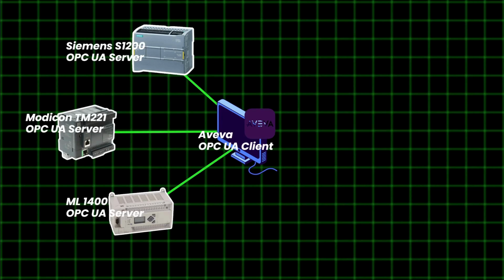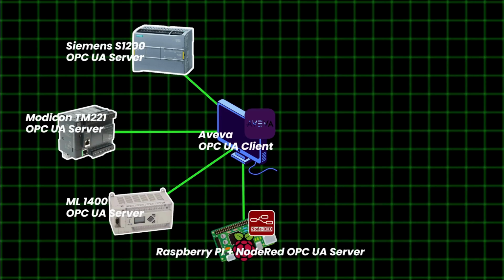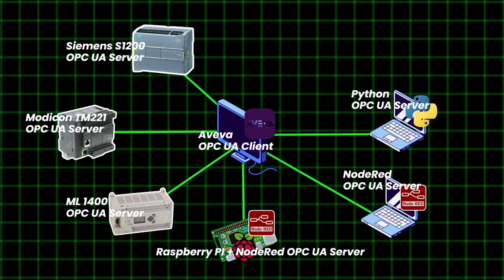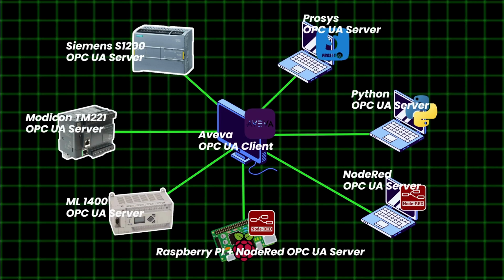OPC UA can also be used as a protocol for embedded systems, as in this example with a Node-RED server installed on a Raspberry Pi, which will be used to capture measurements in its environment, as an example. It can also be used with a Node-RED server on a computer, a Python server on a computer, or even with a ready-made solution where you only need to purchase the license like Prosys OPC UA server.